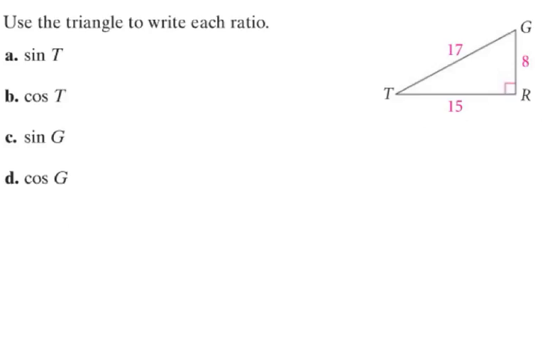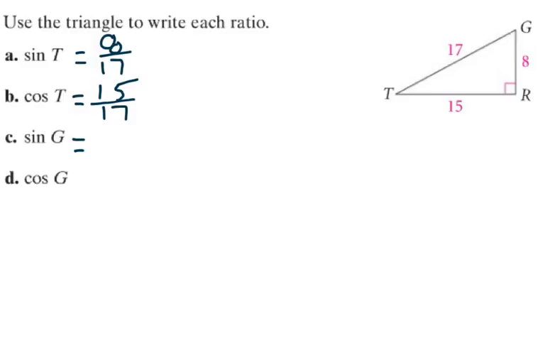Use the triangle to write each ratio. Sine. So sine from t. Let's get a little practice with sine and cosine here. From t, again, sine is opposite over hypotenuse. So in this case, it's just 8 over hypotenuse, 17. How about the cosine of t? Well, the cosine is adjacent, so the leg adjacent to t is 15 over the hypotenuse of 17.